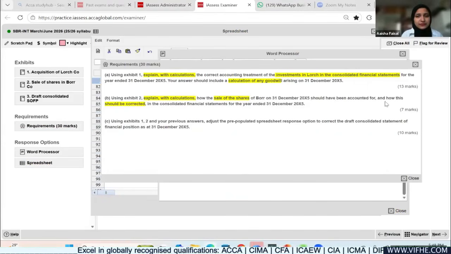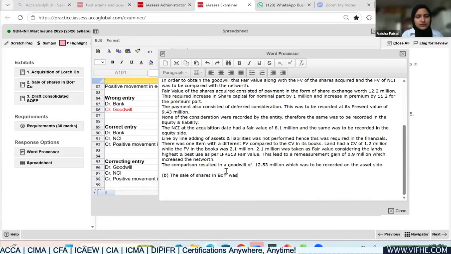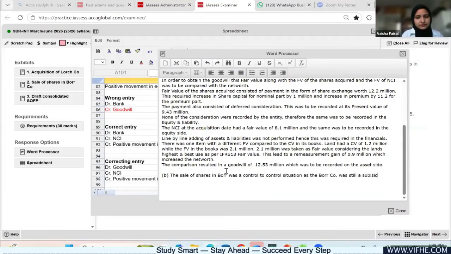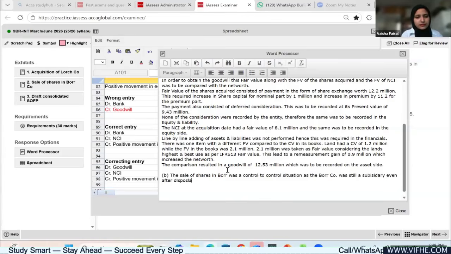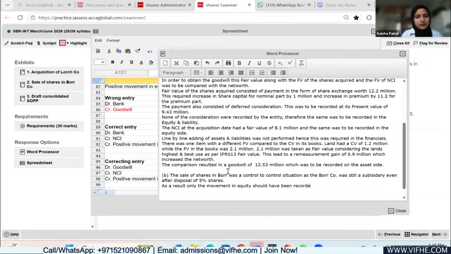How the sale of shares should have been accounted for and how this should have been corrected. So the sale of shares in Board was a control to control situation, as the Board company was still a subsidiary even after disposal of 5% shares. As a result, only the movement in equity should have been recorded along with the change in NCI.